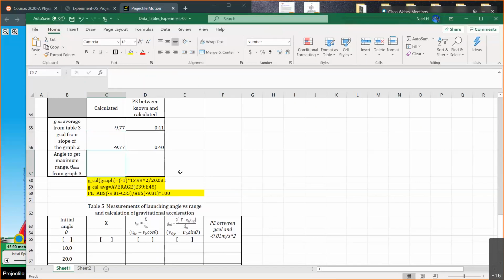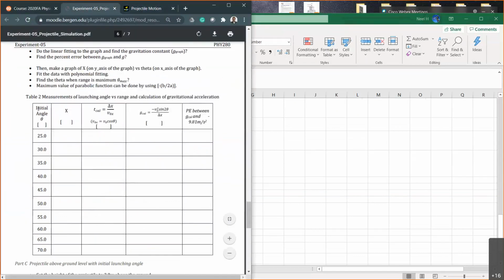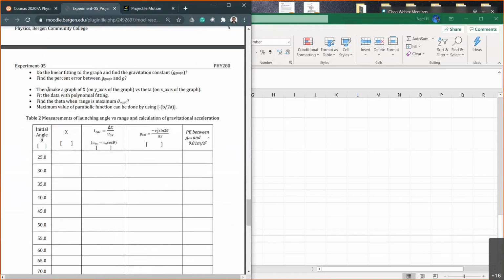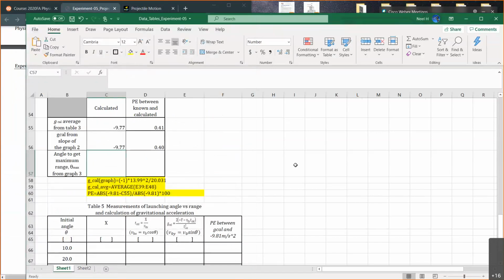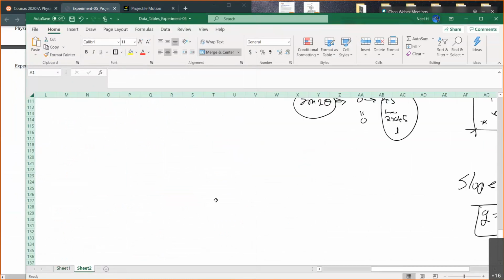Okay, now let's take a look at a couple of other questions which the lab is asking. This last part is actually for table number two here, but table number three on our data sheet. It's asking to figure out the theta responsible for the maximum range from the graphical method, right? Now let's take a look at how to do that. We know theta, we're expecting it to be a 45 degree angle, right?